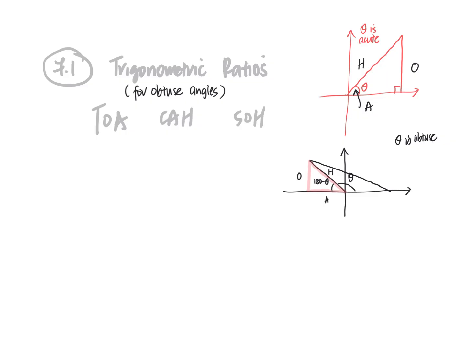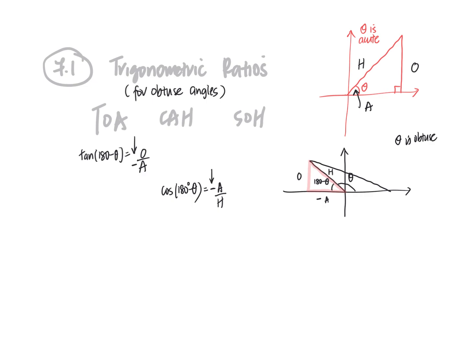So what we have learned is that for tangent of this angle, it will be opposite over adjacent. But take note, your adjacent on this side is actually negative, so you end off with a negative answer. That's all. Same thing for cosine. Cosine is A over H, but because your A on this side is negative, you also end off with a negative ratio.